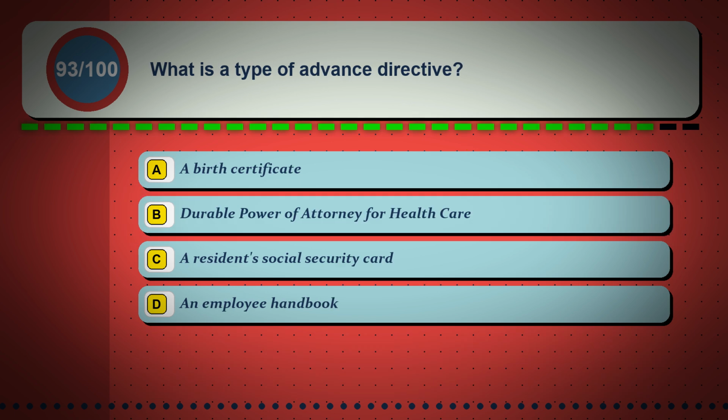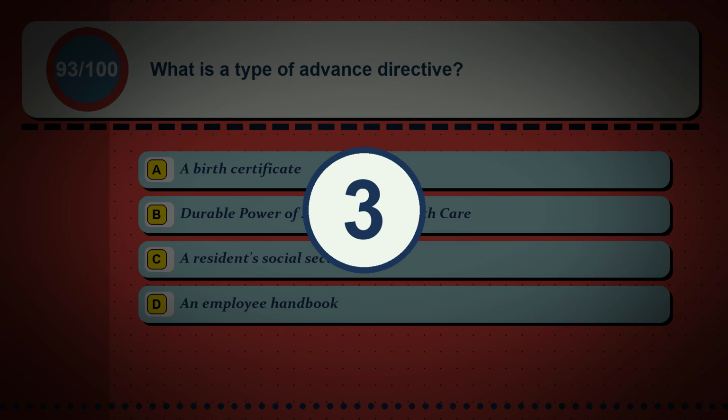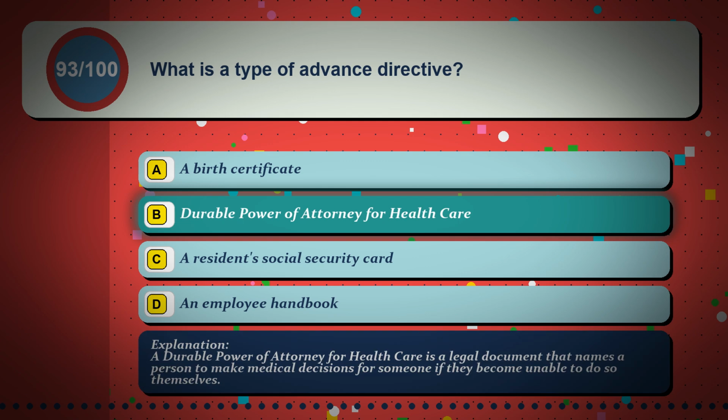Question 93. What is a type of advance directive? Option A, a birth certificate. Option B, durable power of attorney for healthcare. Option C, a resident's social security card. Option D, an employee handbook. The correct answer is option B, durable power of attorney for healthcare. A durable power of attorney for healthcare is a legal document that names a person to make medical decisions for someone if they become unable to do so themselves.